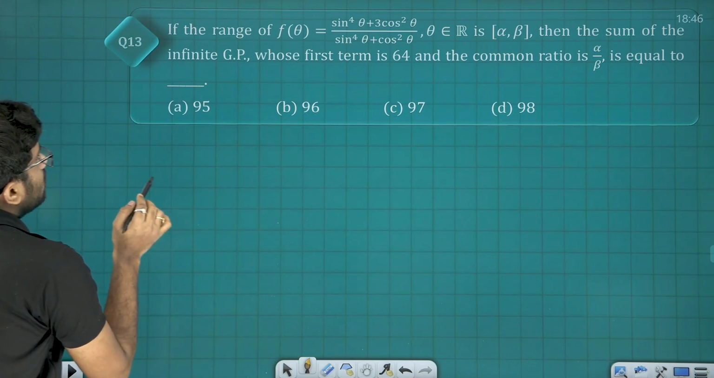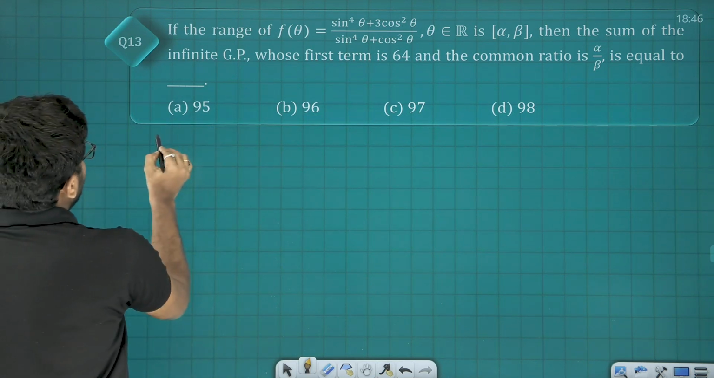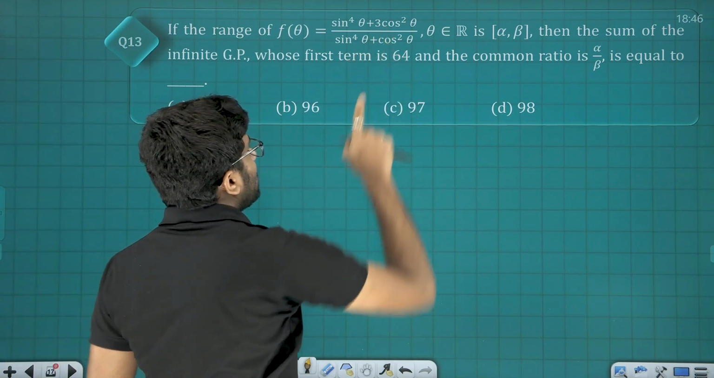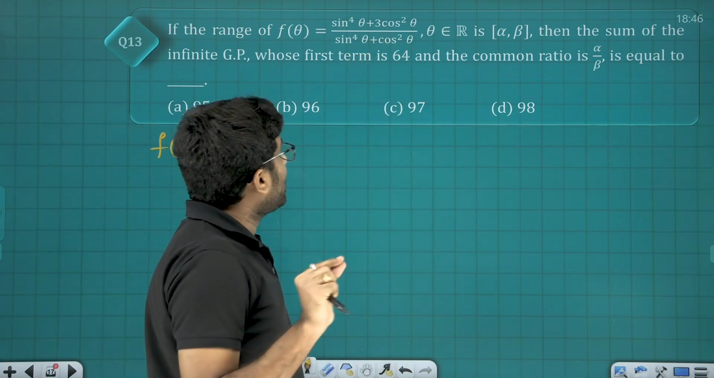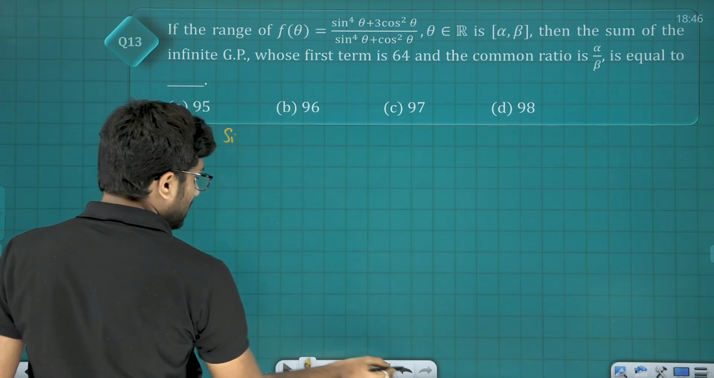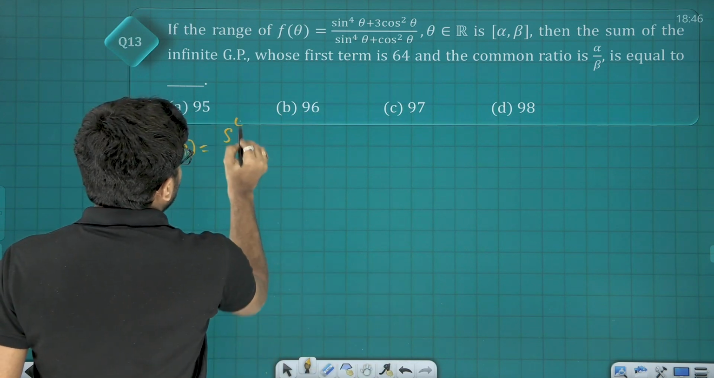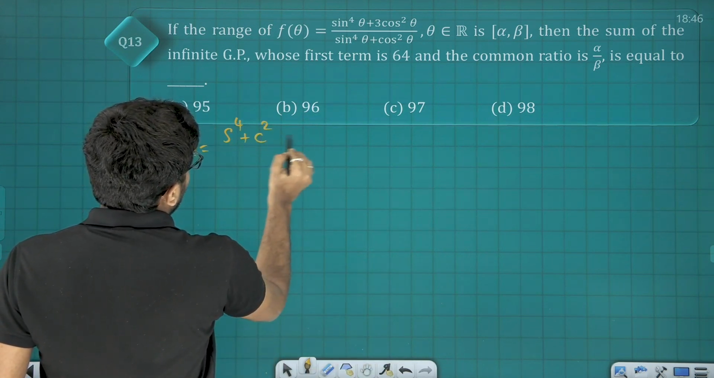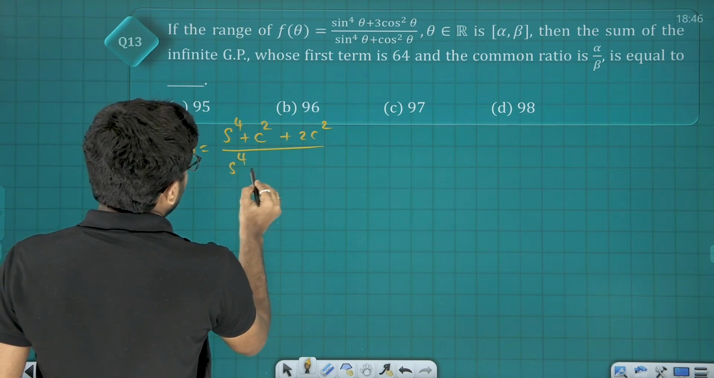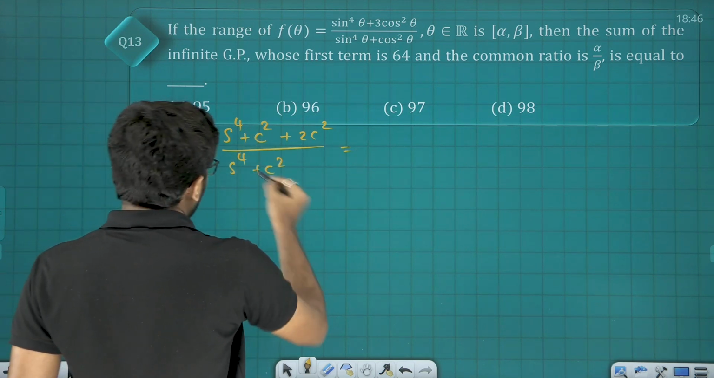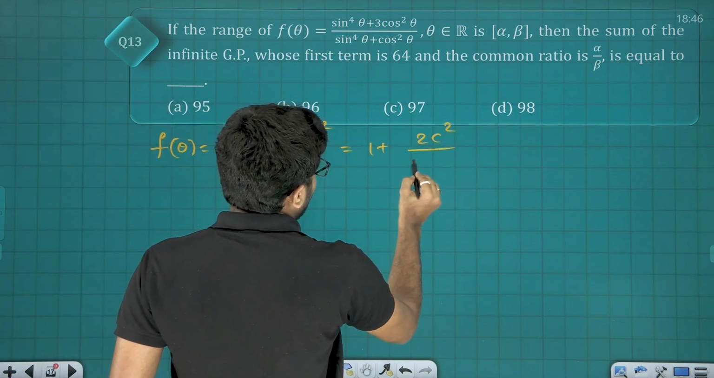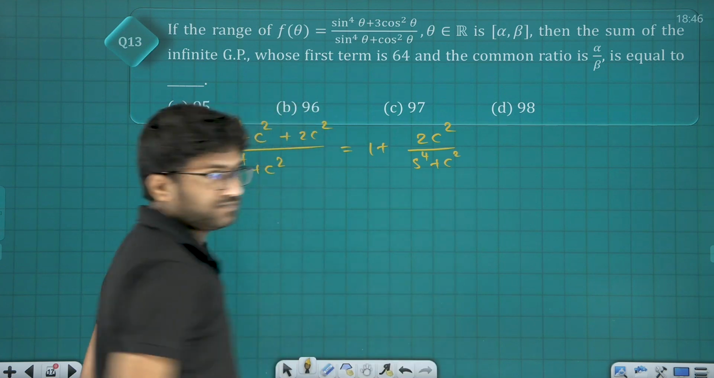So what to do? We have f of theta is equal to, let's write this 3 cos square theta as cos square plus 2 cos square. I'll just write sine as s and cos as c. So s power 4 plus c square plus 2c square, divided by s power 4 plus c square. So if I divide, what I get: 1 plus 2c square divided by s power 4 plus c square.